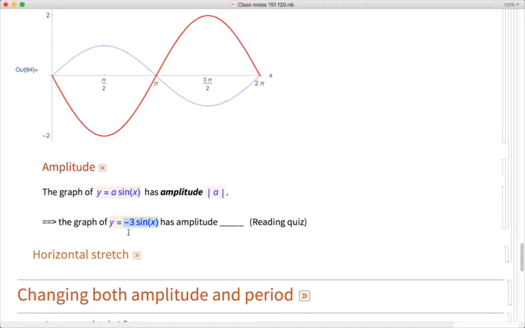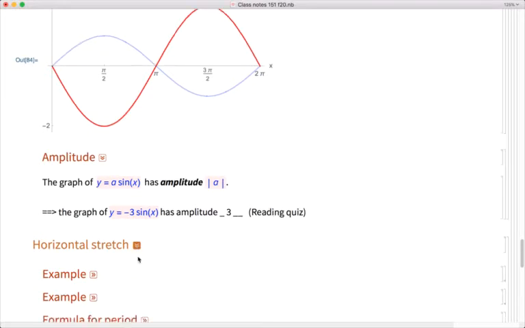You have to make sure that you remember to take absolute value when you answer this question about what is the amplitude of -3 sine x. And this comes up in the reading quiz. So make sure that you remember to take the absolute value. So the amplitude here is 3, not -3.